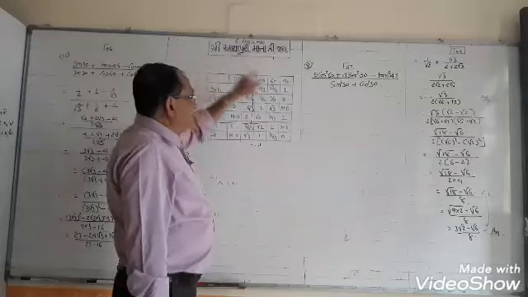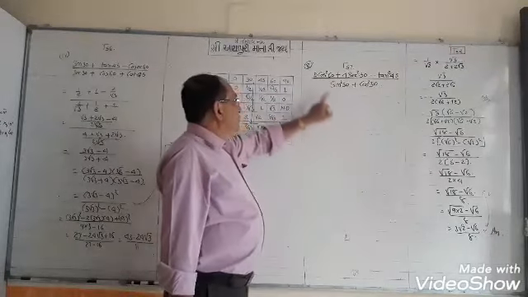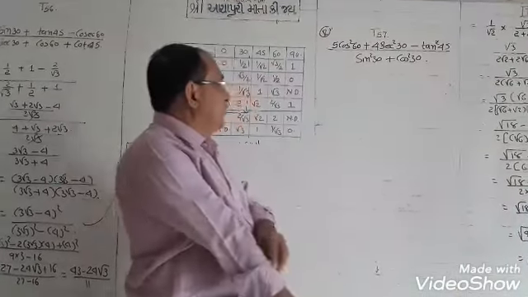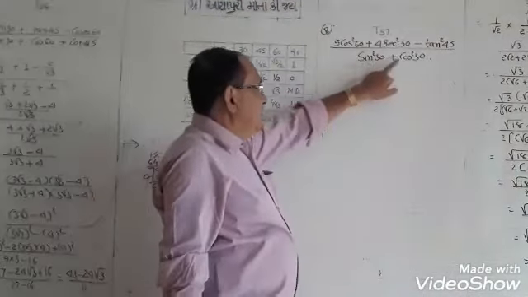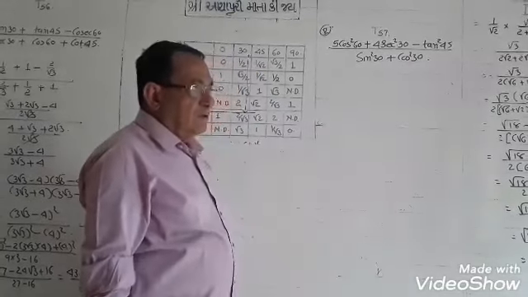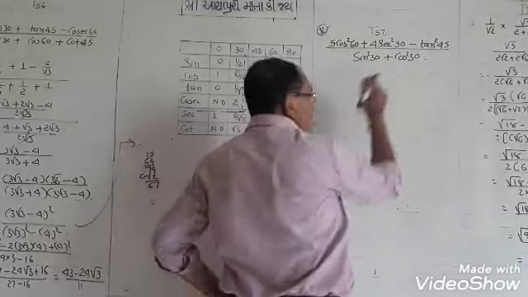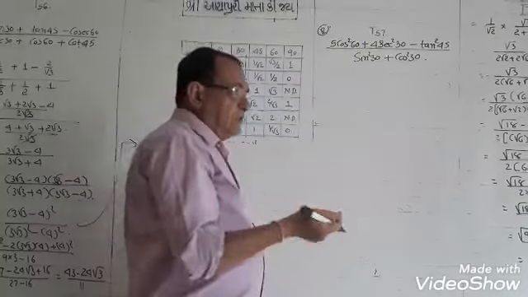Now example number 5. 5 cos square 60 plus 4 sec square 30 minus tan square 45 upon sin square 30 plus cos square 30. Now sin square 30 plus cos square 30 is equal to 1. Sin square theta plus cos square theta is equal to 1.